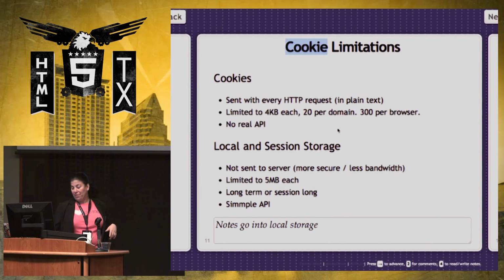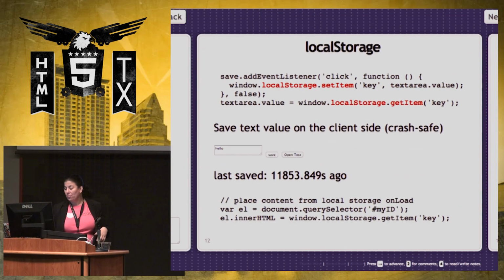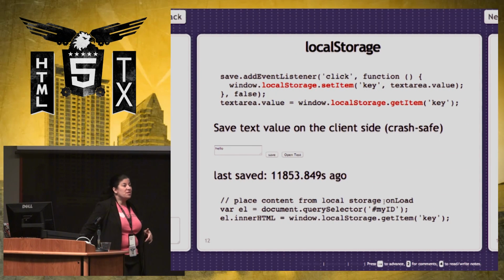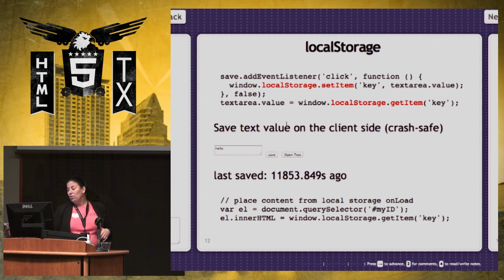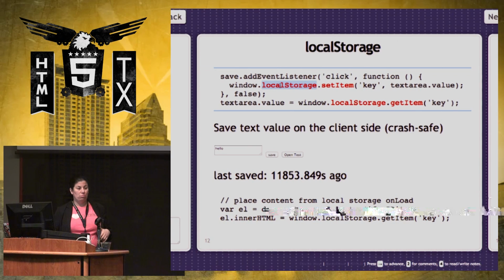And there is apparently an API, because I put a typo in. So, very, very simple API. You have window.localStorage, or sessionStorage, .setItem, .getItem, and .clear. There's a few more. But that's basically all you need to know. You've just learned the entire API.